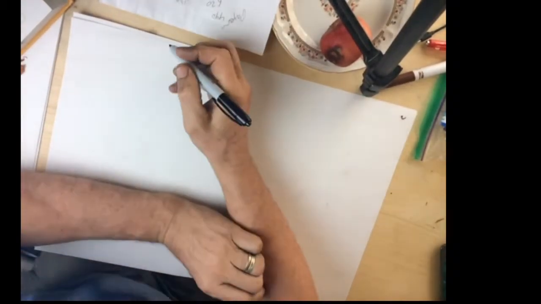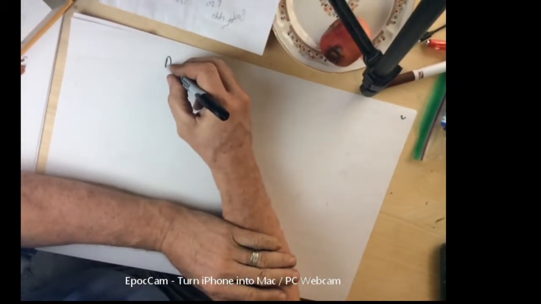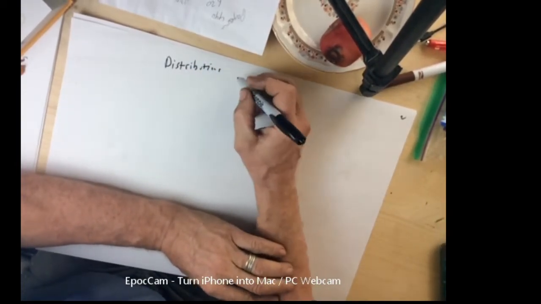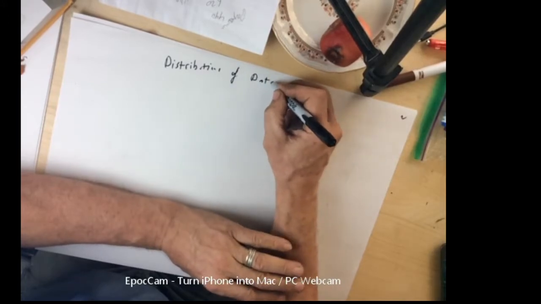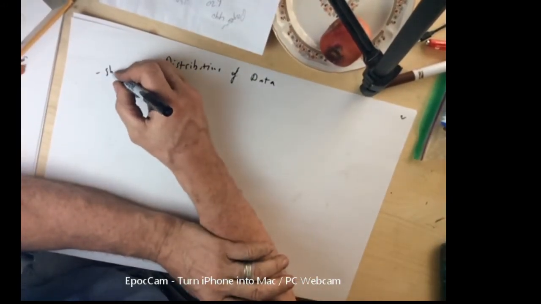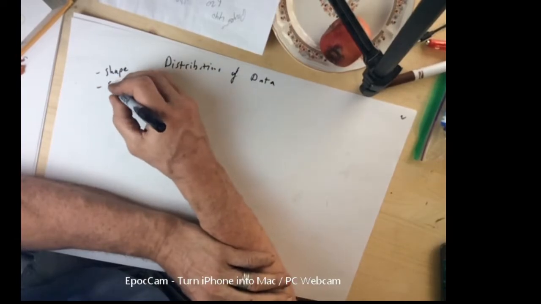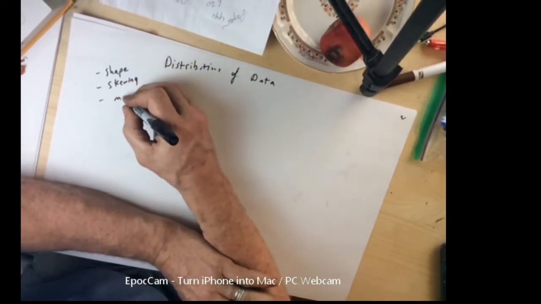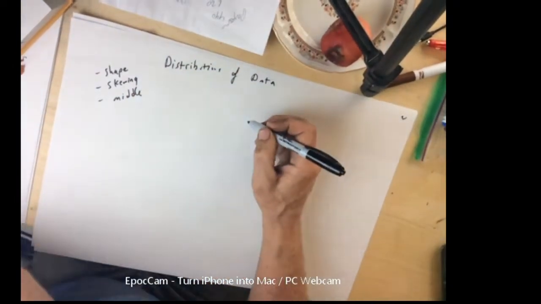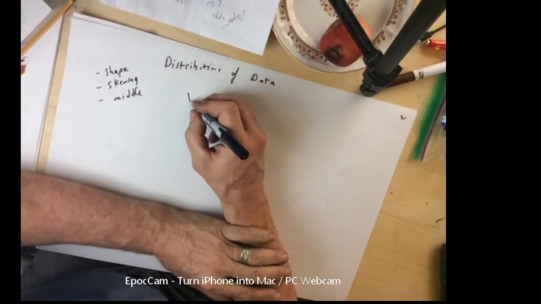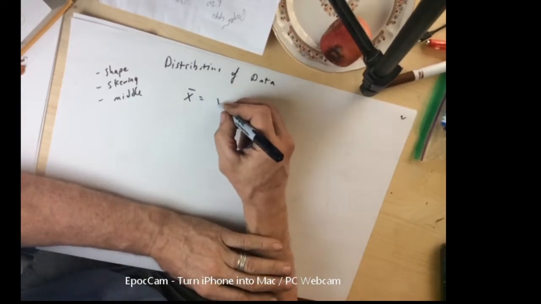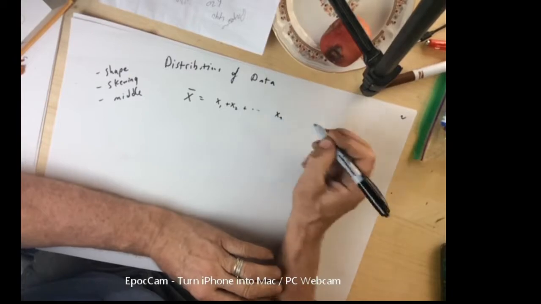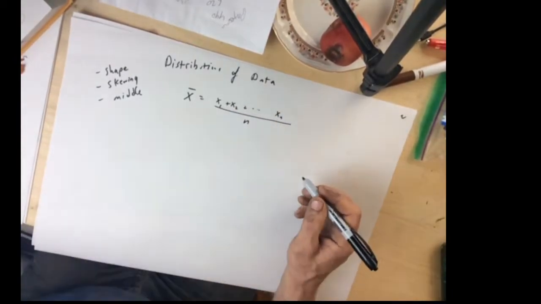Okay, guys, now we're going to talk about distributions of data. We've already talked about shape, skewing, a little bit about middle, the average. Most of you, I know that the average is that you add up each piece of the data, so you have all of them, and then you divide by n.